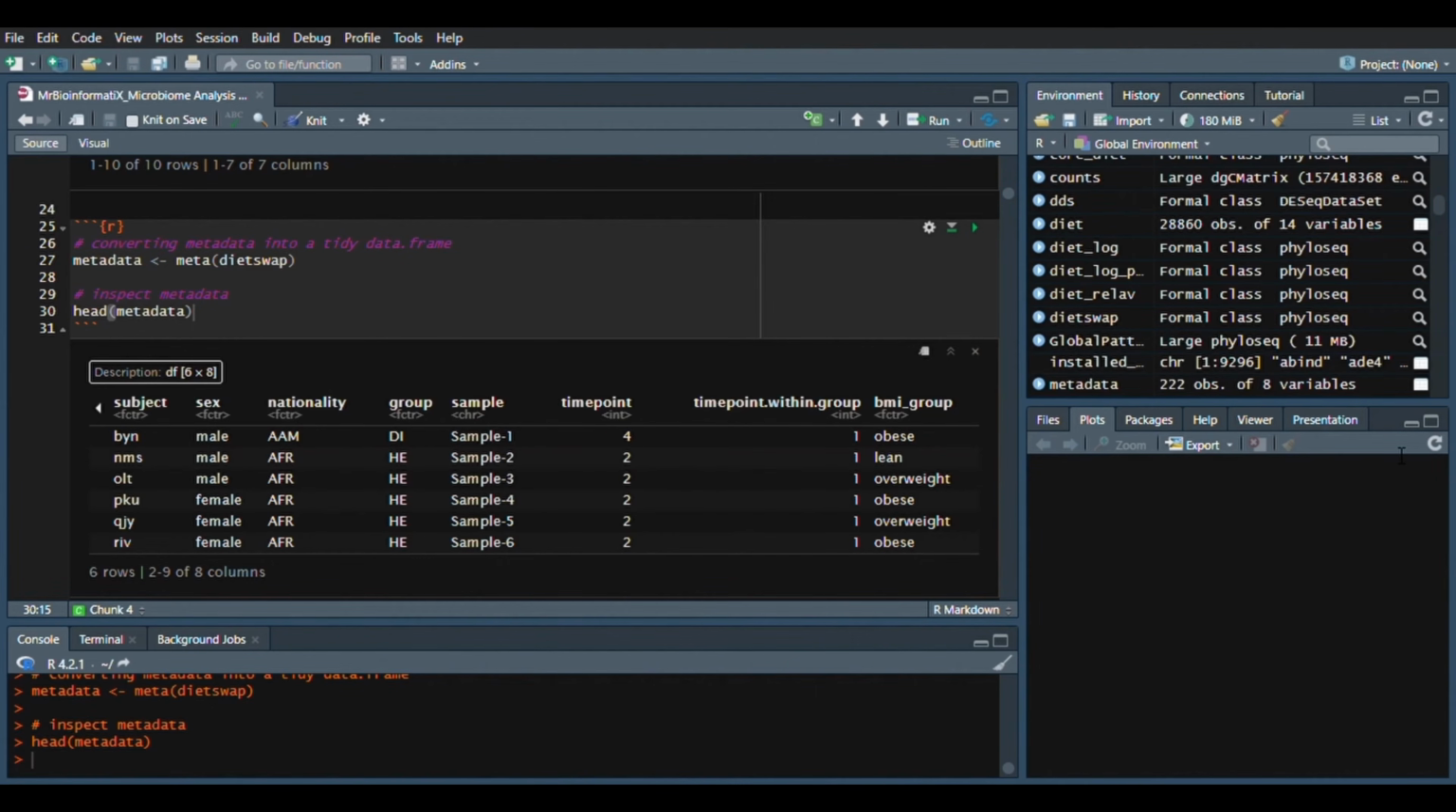Now we should correct the data types in the metadata, because when we analyze data in R, it's crucial that we tell R what type of data we are dealing with.